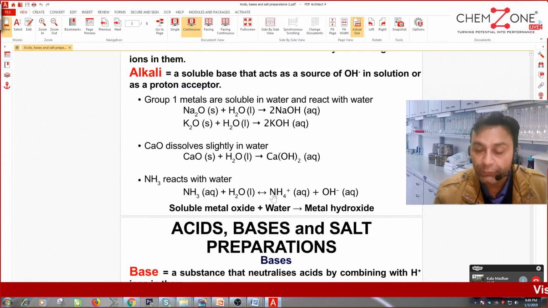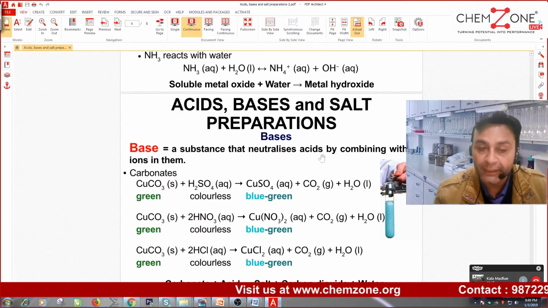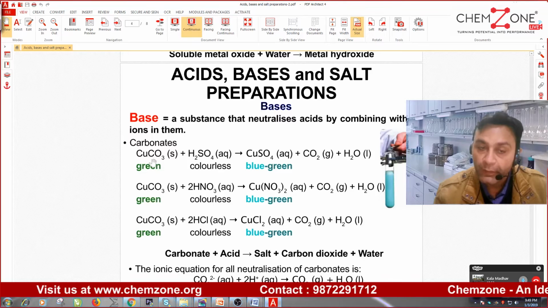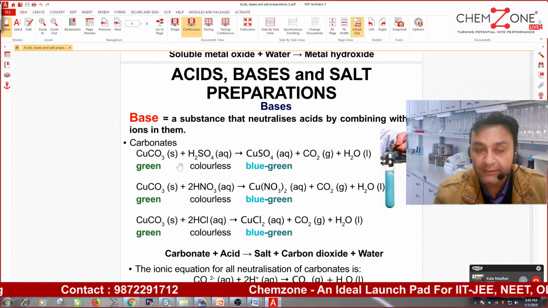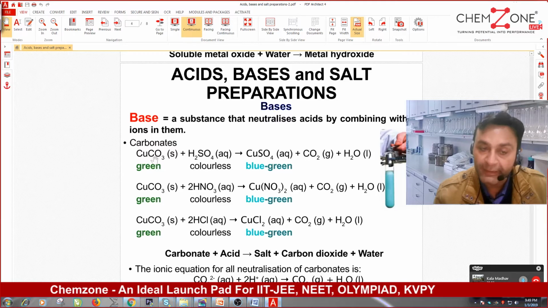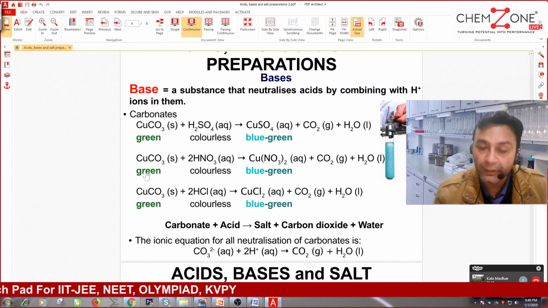So ammonia plus water forms ammonium hydroxide. A base neutralizes the acid by combining with the H positive ion in them. You can see copper carbonate is green in color. With sulfuric acid it becomes copper sulfate, and water is lost. So if this is an acid, then copper carbonate is a base. If nitric acid is an acid, then copper carbonate is a base. If HCl is an acid, then copper carbonate is a base.